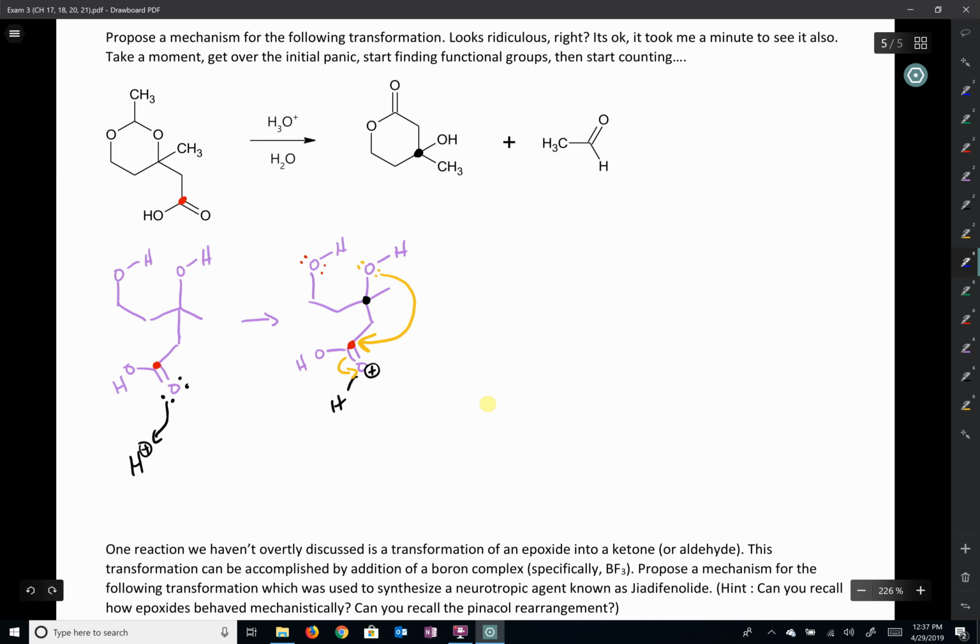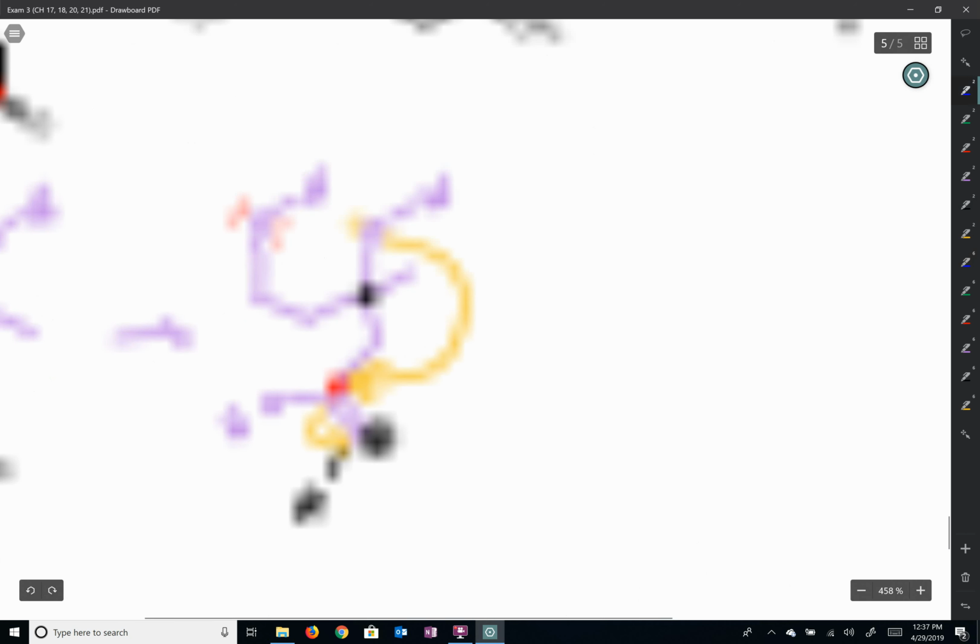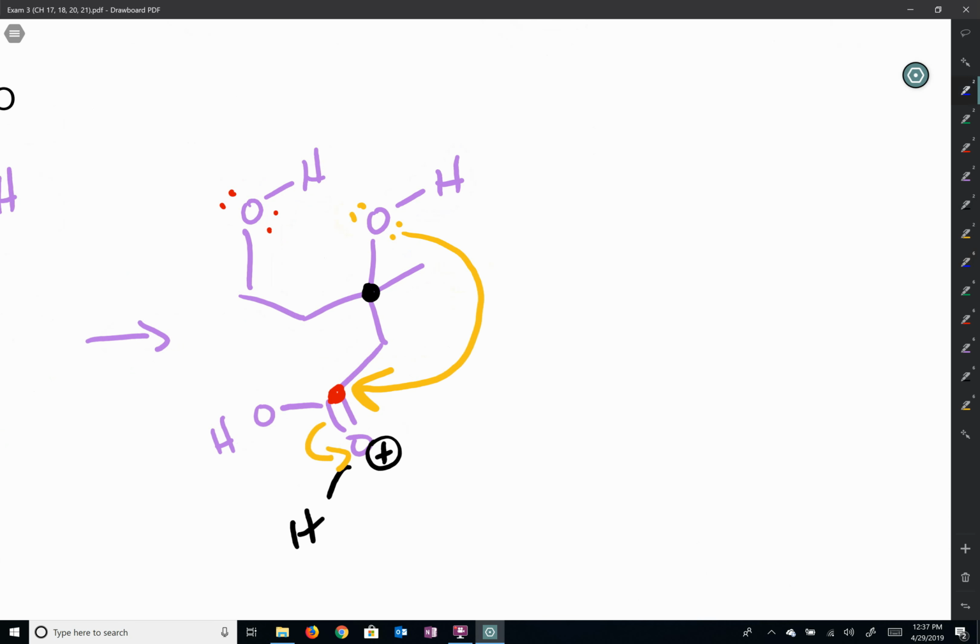I'm going to zoom in here. If my oxygen in yellow attacks my carbonyl carbon, 1, 2, 3, 4, right? It is 4 atoms away. I'm going to make a ring that is 4 atoms big, right? So I'm basically going to end up making a cyclobutane type structure. Well, that's not that stable, right? A 4-membered ring, not that stable. So we would have to have a good reason to do that.